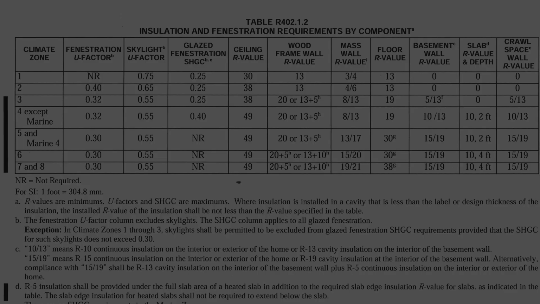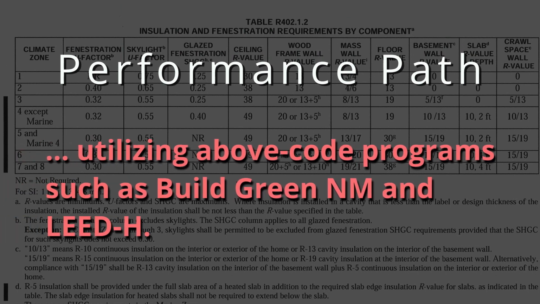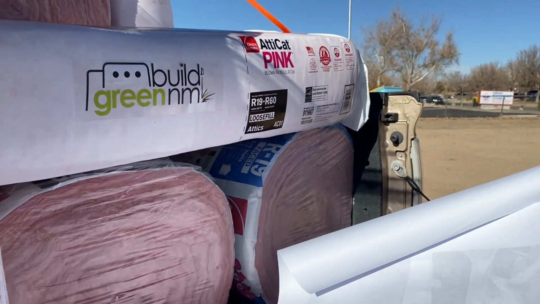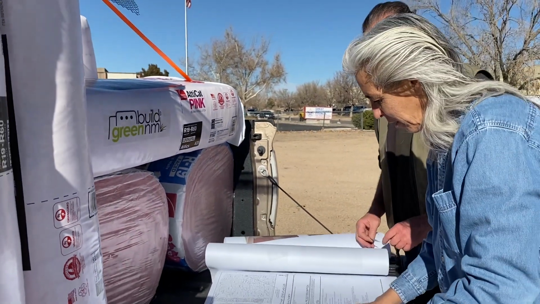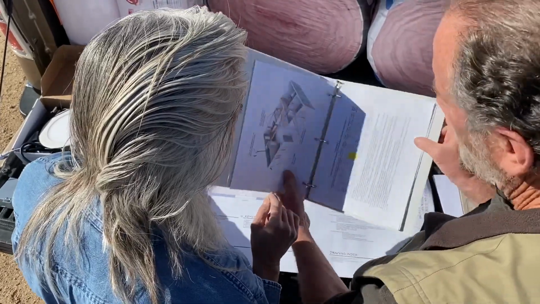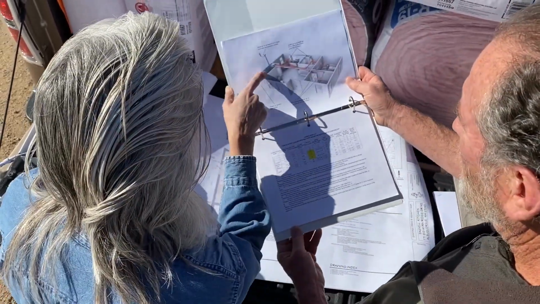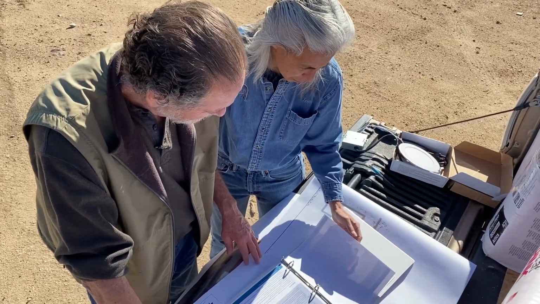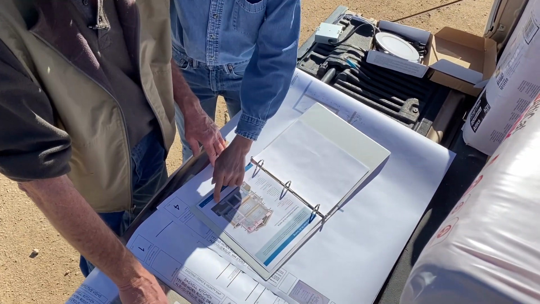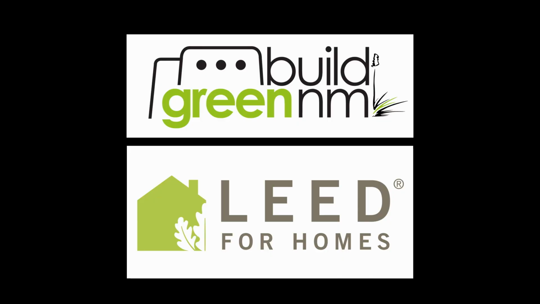The other path used most often is the performance path, utilizing above code programs such as Build Green New Mexico and LEED H. These programs add an energy specialist to your team. A specialist can help you comply with the new energy code, especially if you have not built a highly energy efficient home before. We strongly suggest you arrange for those resources before you begin designing a home for permitting after March 25th. Here's another tip. These performance-based programs are exempt from the mandatory sections that are required in all of the other path methods.